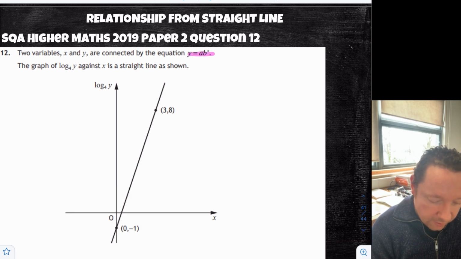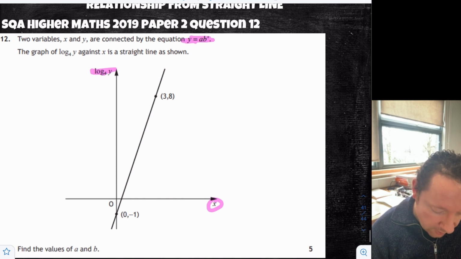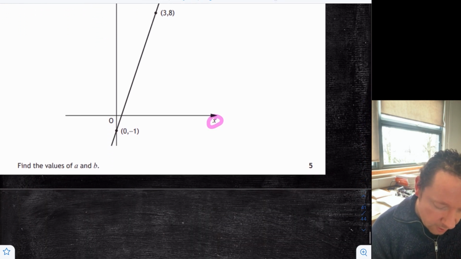y equals ab to the x, a power. And we're looking at one of the axes is logged, but the other one is not. So it's only one log this time. But always start from your equation and get the logs coming out and see where you go. So I'll start with y equals ab to the x. We'll have to find the values of a and b.